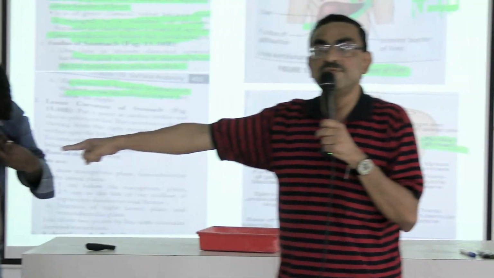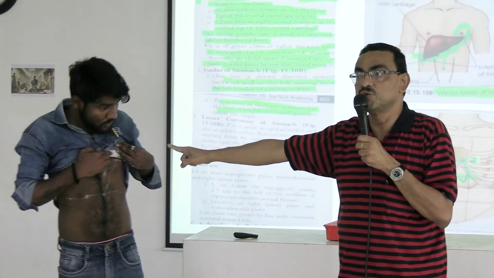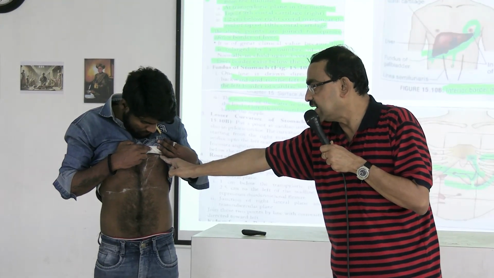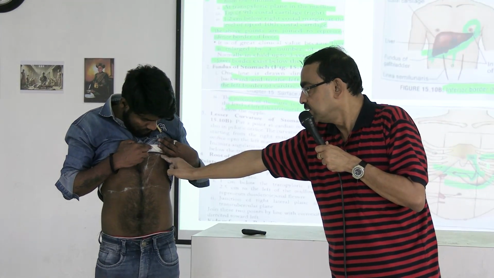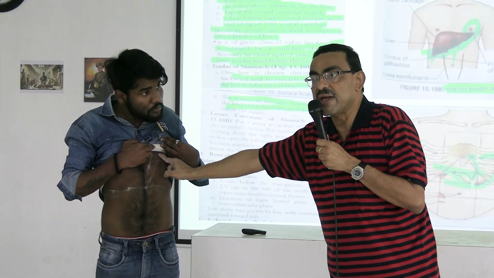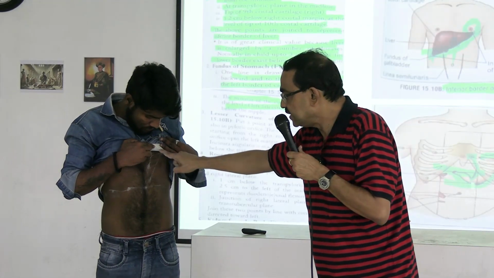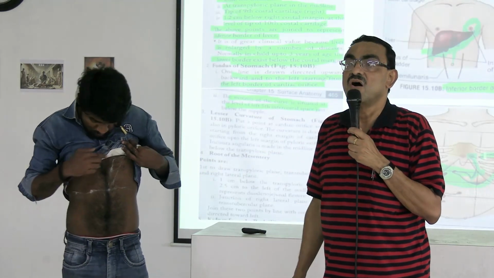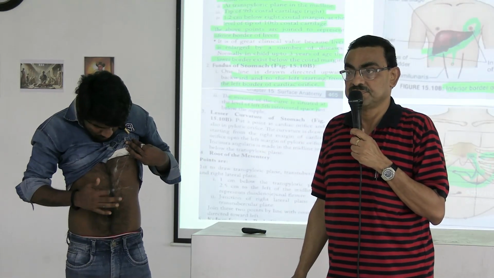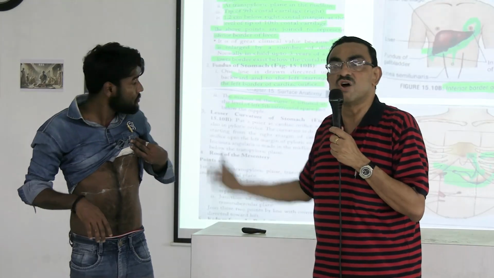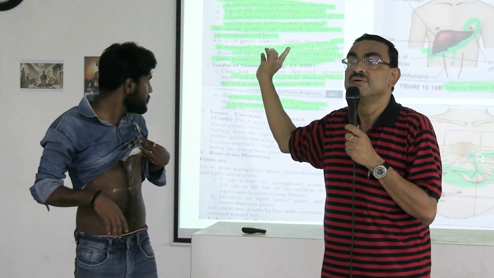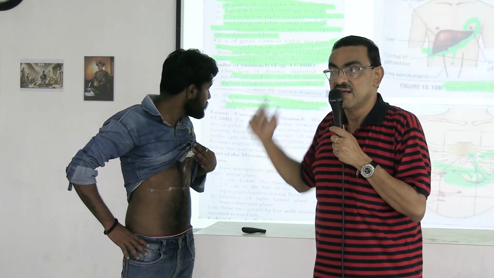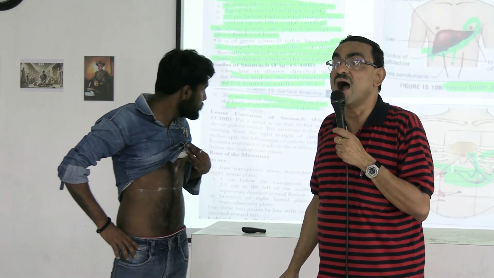So if I can join these two points, that means the cardiac orifice and the apex, with a curved line we can draw this fundus of the stomach. The fundus of the stomach can reach up to the fifth intercostal space, that means at the apex of the heart.